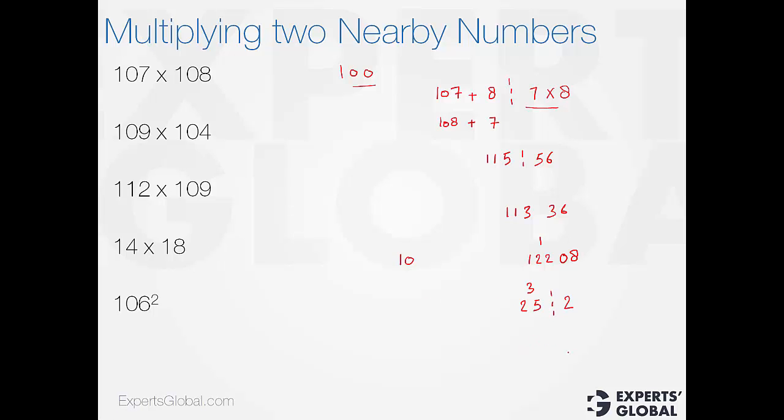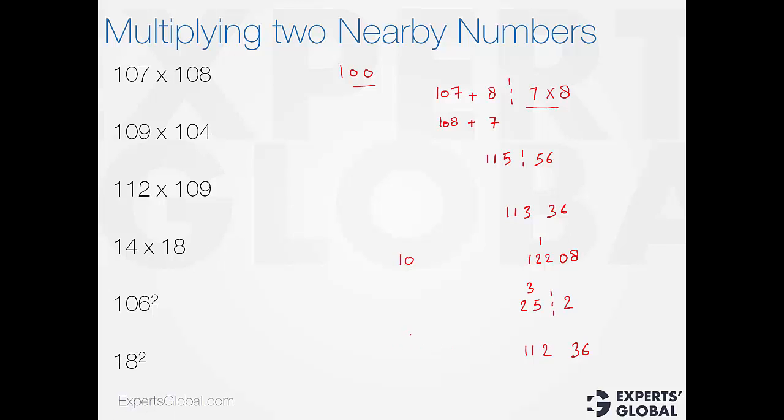106 square is 36 coming here. So see, this method can be used for finding out the squares very quickly. That means 106 into 106. On the right side comes 6 into 6, 36. On the left side it would be 106 plus 6, 112. So see, 106 square is 11236.